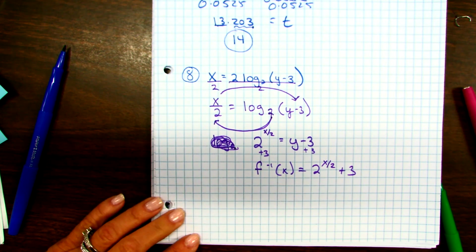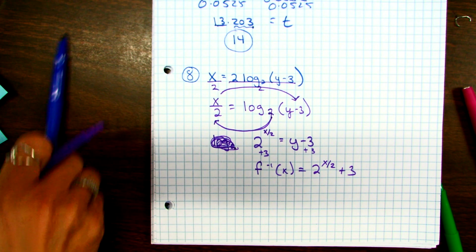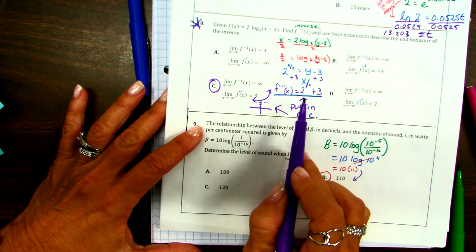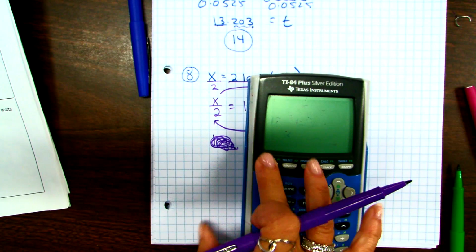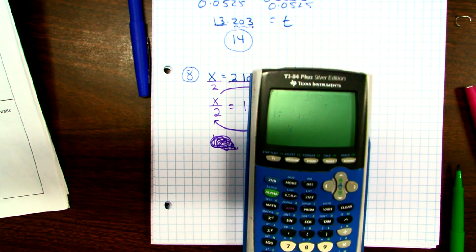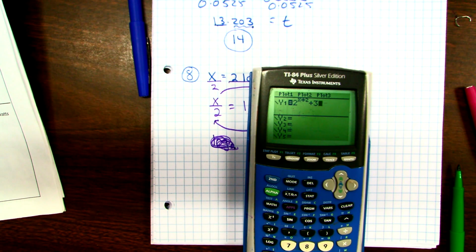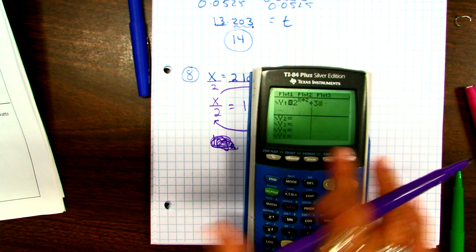Now, all that work to get credit, but we still haven't answered the question. Since it's a graphing calculator question, I'm going to put this in my graphing calculator and look at the picture. So when I go to y equals and type that in, 2 to the power of x over 2, move my cursor over, plus 3. And remember, you guys, you have to know how to put all this stuff in your calculator on the test. I cannot help you. I will not help you. You have to know. And then hit graph.